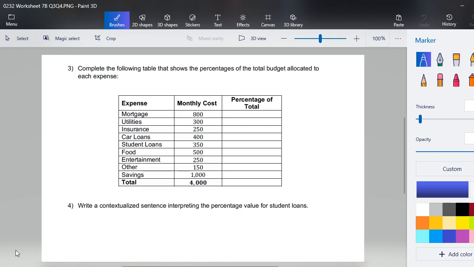We already have savings calculated. Mortgage, if we're looking for what part of it or what percentage it is of the total, we can start writing our fractions, dividing, multiplying by 100, and we're going to get 20% is what the mortgage is. And we're already sitting at 45%. Almost half the budget is going for mortgage and savings.